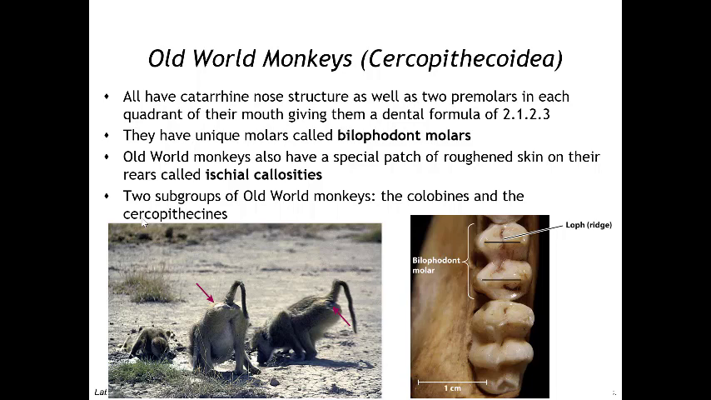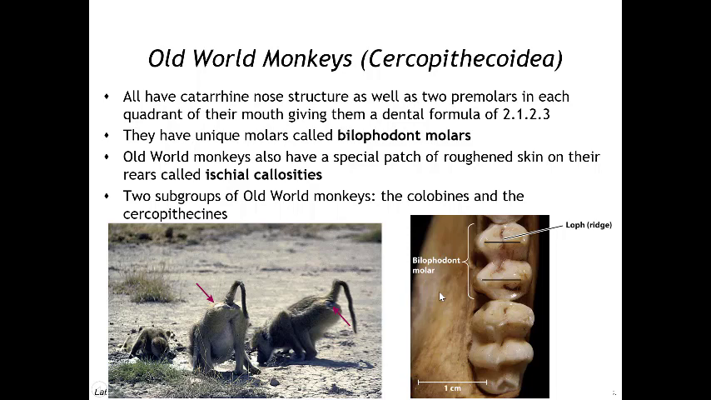They have unique molars called bilophodont molars. So these molars have 4 cusps that are arranged in 2 parallel ridges. So this is one entire molar, and here are the 1, 2, 3, 4 cusps that are arranged in 2 ridges, the lophs essentially. So bi meaning 2, loph, ridges, 2 ridged molars, bilophodont.